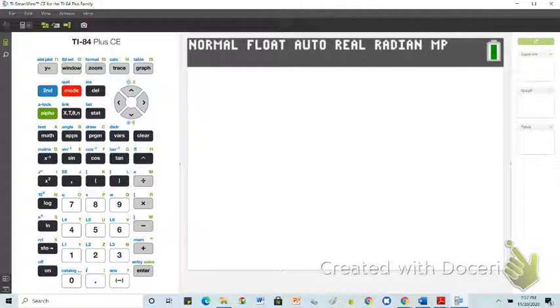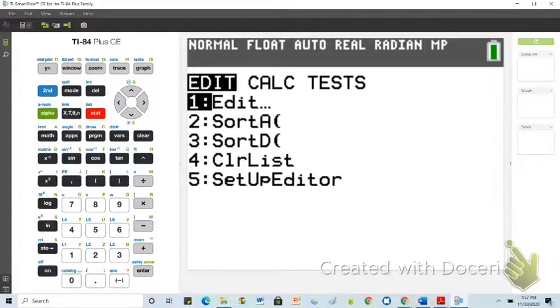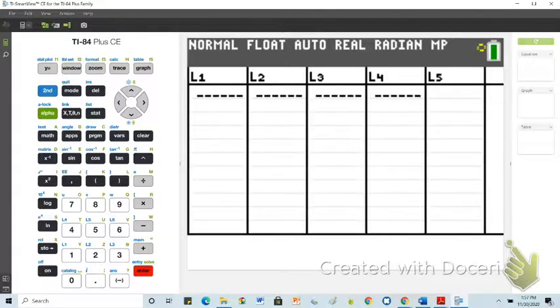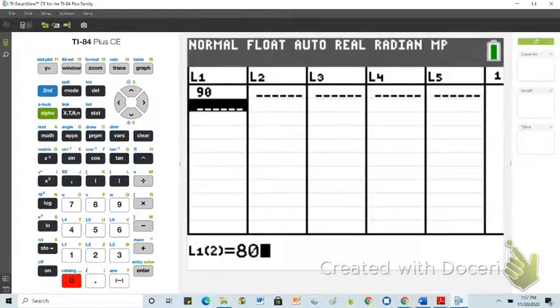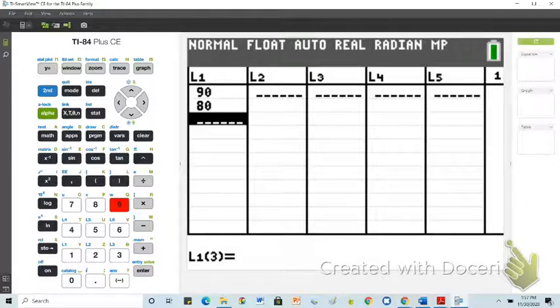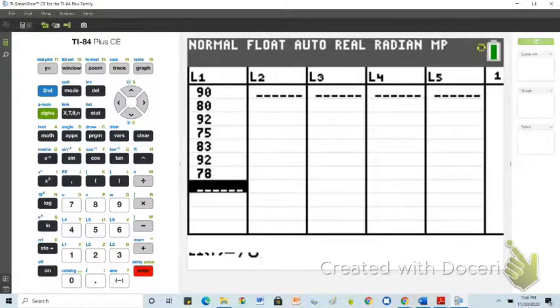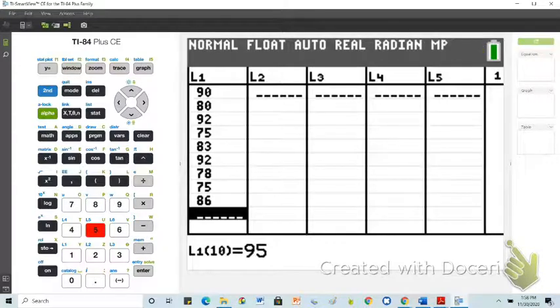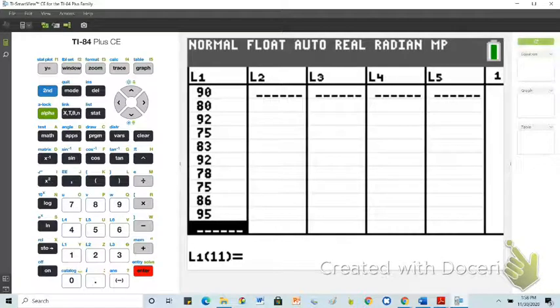So first thing I'm going to do is hit Stat, and I'm going to hit Enter on Edit. I am going to now type my information, or my data, into list 1. Okay, from here we're going to go back to our home screen.